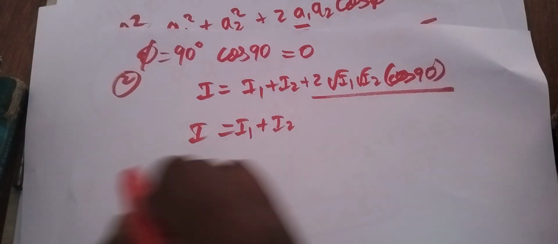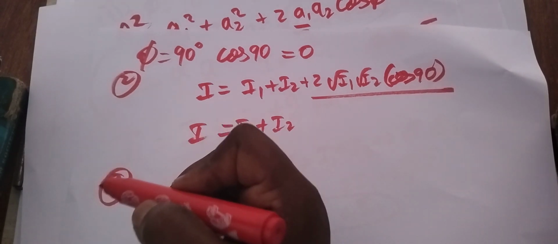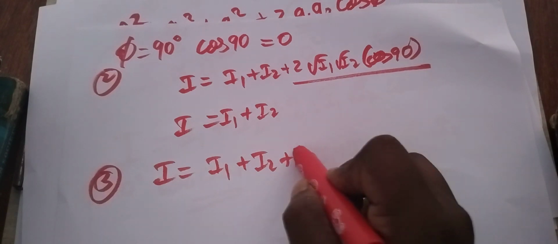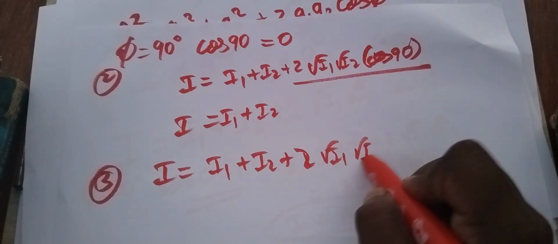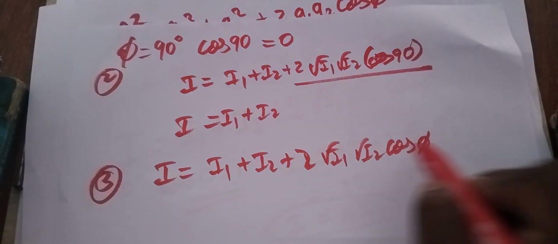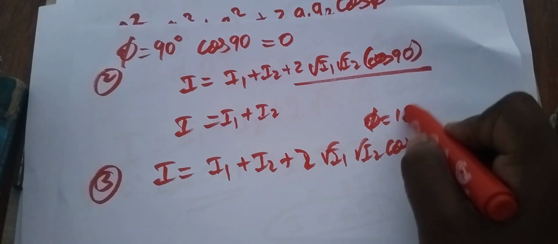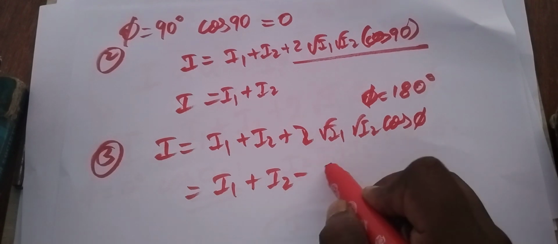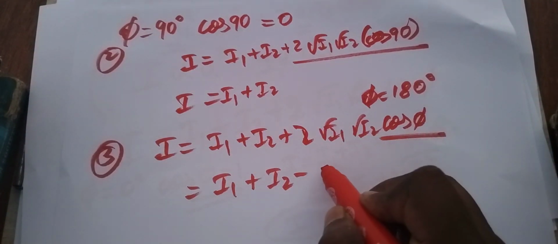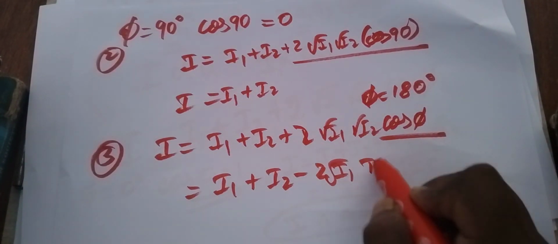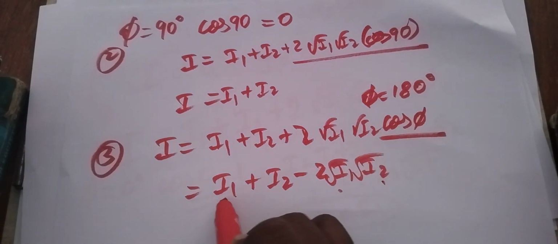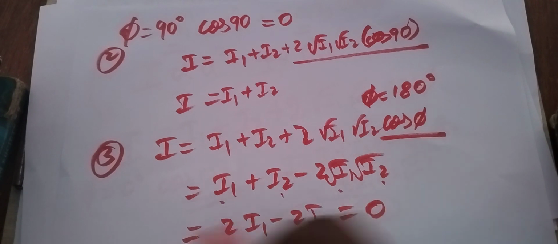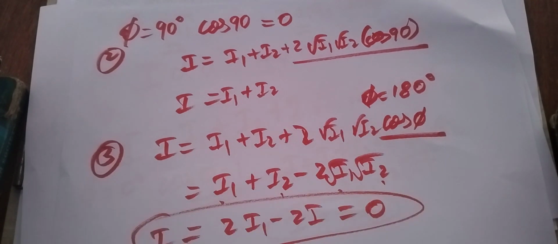Now the third one. I is equal to I1 plus I2 plus 2 root I1 root I2 cos phi. Now phi will be 180 degree. Cos 180 will be negative 1. So I'll get I1 plus I2 minus 2 times root I1 root I2. When both are equal, 2 times I1 minus 2 times I1, I'll get 0 intensity when both the intensities are equal.